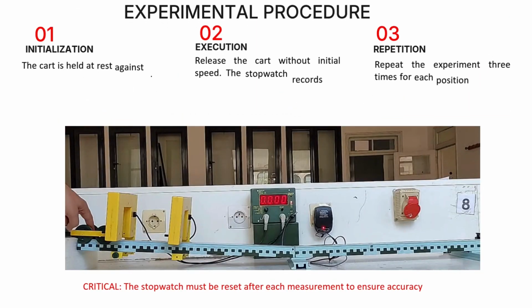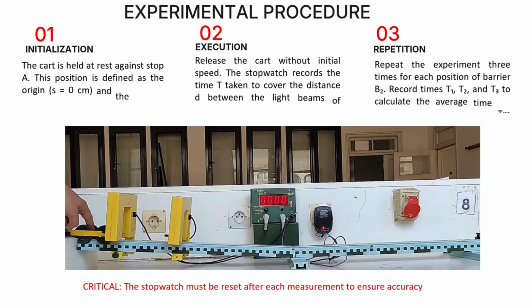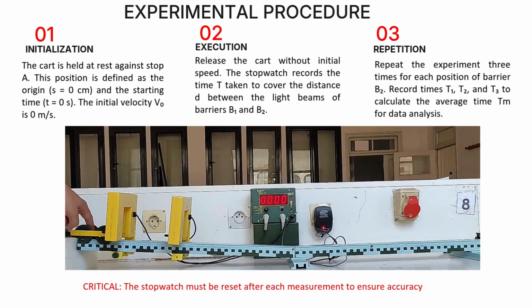The procedure follows three distinct steps. First, we initialize the car at the reset position, the absolute origin. Second, we release the car and record the transit duration between the photogates. Finally, we repeat each run 3 times to minimize the uncertainties. In this video, I give you an example of the experimental procedure.